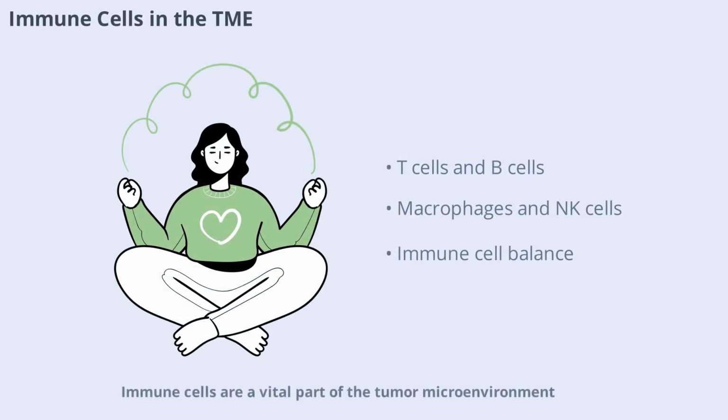Immune cells are a vital part of the tumor microenvironment. These include T cells, B cells, macrophages, dendritic cells, and natural killer cells. Some of these cells work to attack and destroy cancer cells, while others may be co-opted by the tumor to support its growth or suppress immune responses. The balance and activity of these immune cells within the TME can determine whether a tumor is kept in check or allowed to progress. This dynamic interplay is a key focus of current cancer research and therapy development.